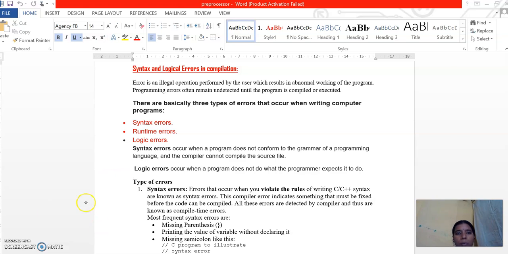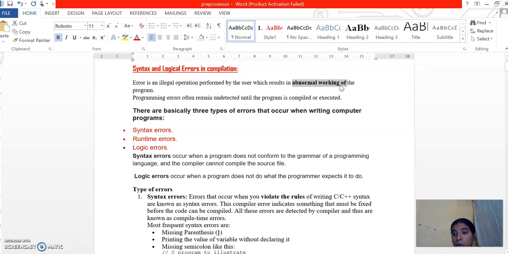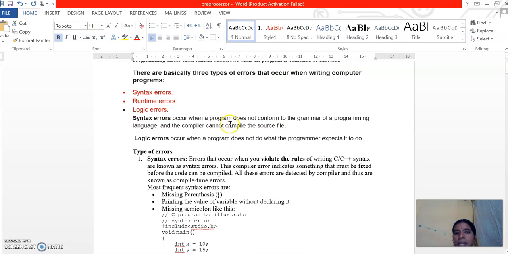An error is an illegal operation performed by the user which results in abnormal working of a program. Normal is when a program gives you the right output. Abnormal implies the program gives you an output which you don't expect. So there are syntax errors, runtime errors, and logical errors. Syntax errors occur when you don't conform to the grammar of the programming language, when you violate the rules of the language.